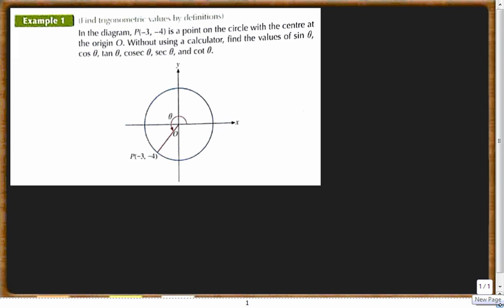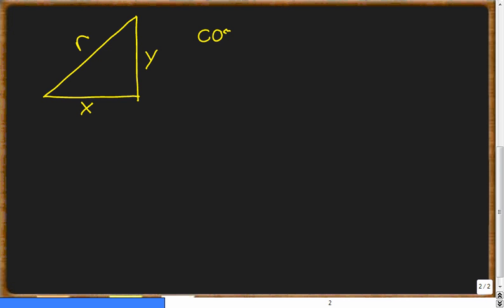So this is a quick note-taking part. If we were to have a triangle, and we had our points, we're going to call this x, we're going to call this y, and we're going to call this r. So we're going to think about this in terms of a circle. And we're going to have that the cosine of our angle theta is going to be x divided by r, where the sine of theta is going to be y divided by r.